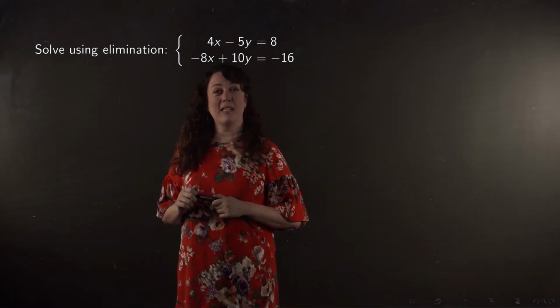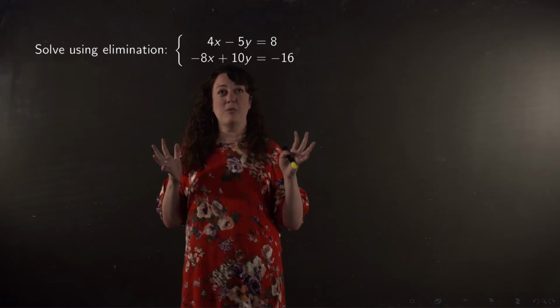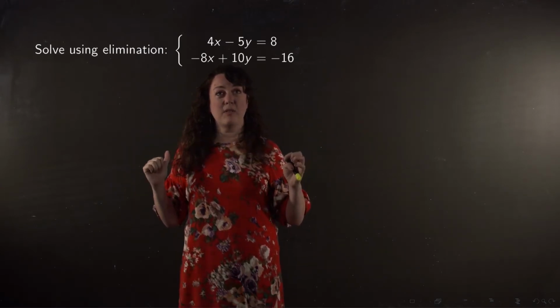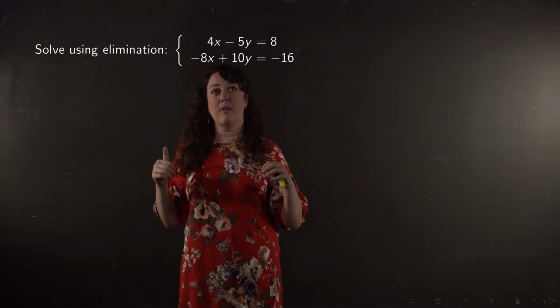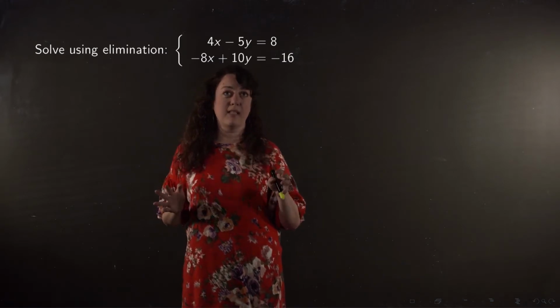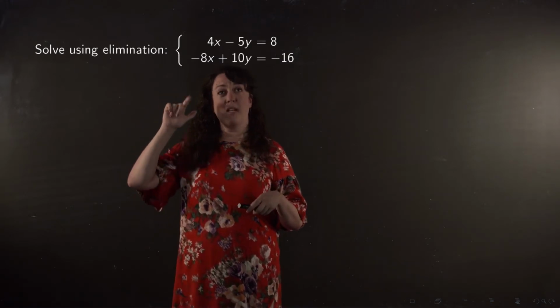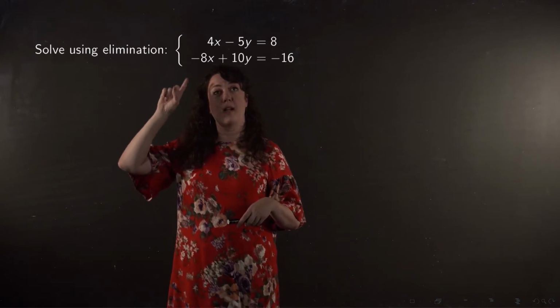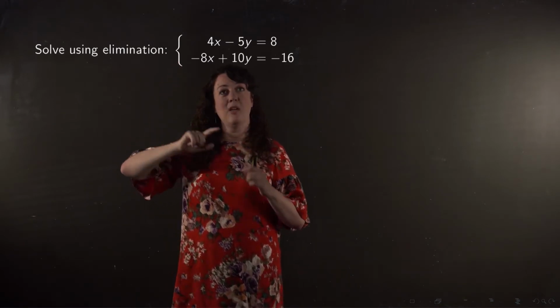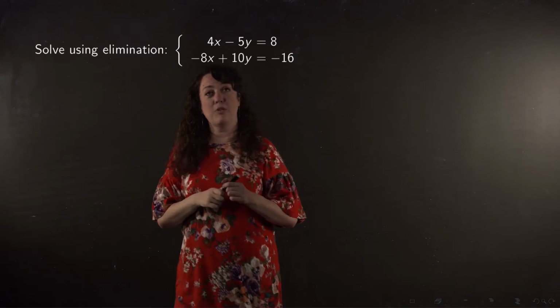This one we're solving using elimination, which means that we're going to try to do some sort of adding of the two equations to cancel out one of our variables and simplify things down. So what I noticed is that 4 and negative 8, if I wanted to cancel those out, I need the top one to also say 8, which means I'm going to multiply the whole top equation by 2.